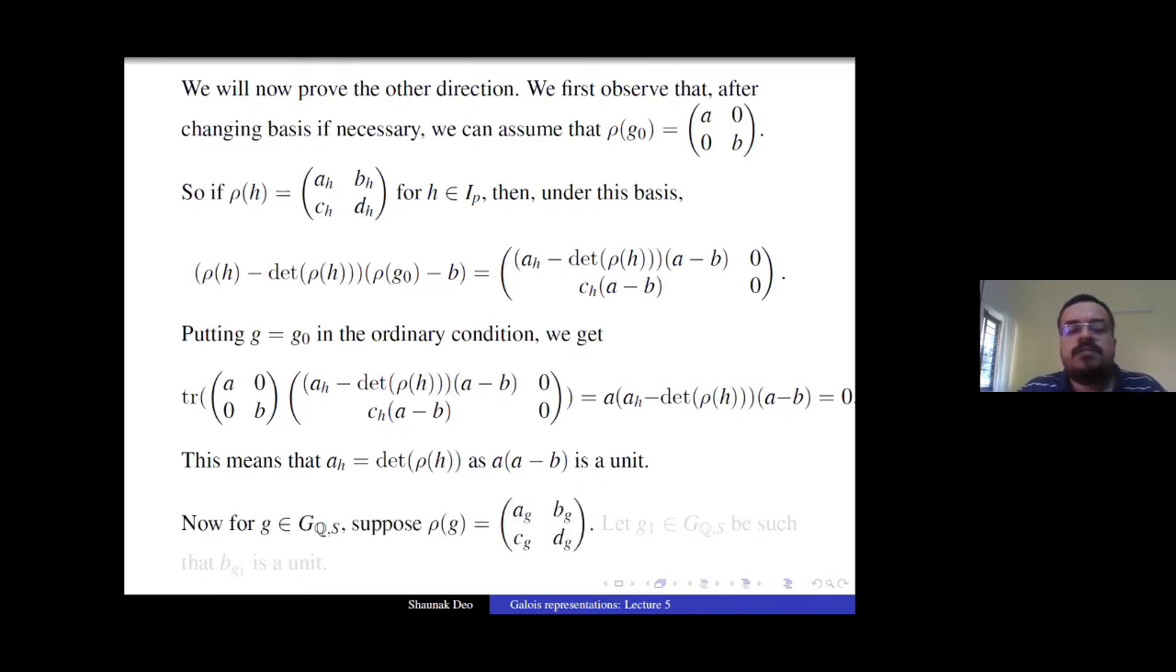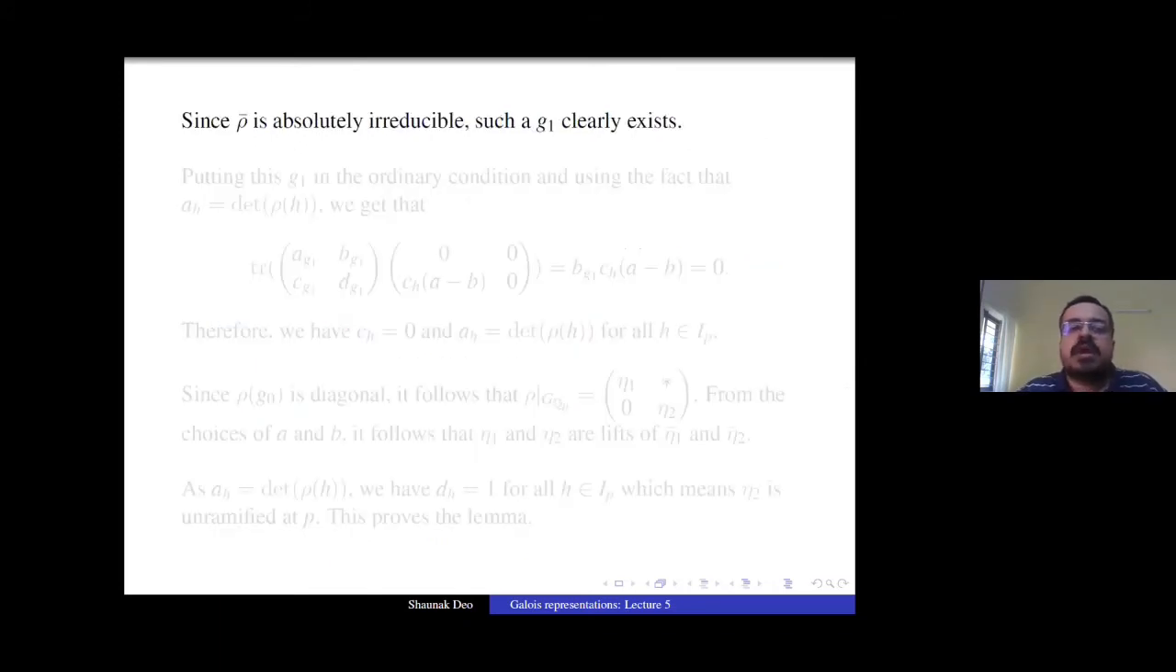Okay. So now for G in GQS, we suppose rho of G to be AG, BG, CG, DG. And let G1 in GQS be such that BG1 is a unit. So we choose a G1 such that the upper triangular entry of rho of G1 is a unit. And you can always find it because our rho bar is absolutely irreducible. Because if there's no such G1, the reduction will become reducible, which we are not assuming. So we can definitely find such a G1.